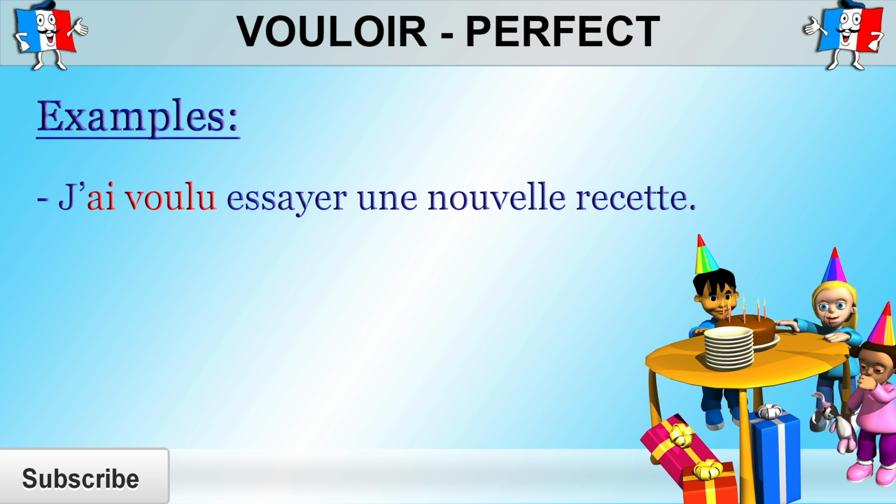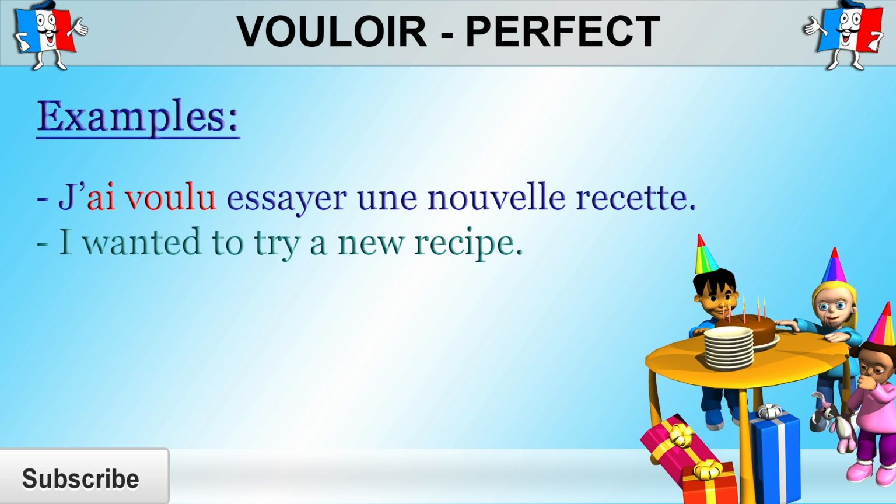J'ai voulu essayer une nouvelle recette. I wanted to try a new recipe. Now let's talk about the difference between vouloir in the passé composé and vouloir in imperfect. If I had said instead, je voulais essayer une nouvelle recette, technically, this would also translate to, I wanted to try a new recipe. So what is the difference between the two?